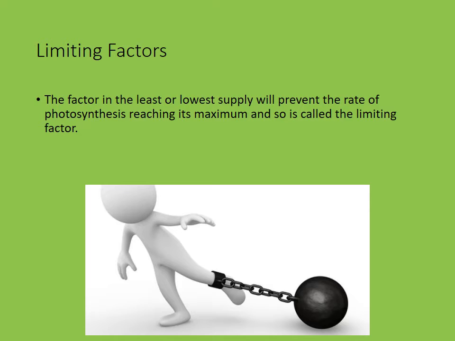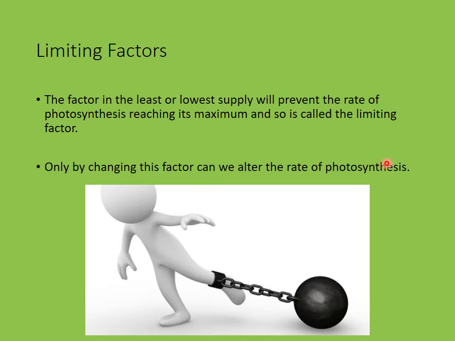Because a limiting factor is the factor which is in the least or the lowest supply, and so it's going to prevent the rate of photosynthesis from reaching its maximum. So it's a bit like this ball and chain is holding this person back, it's stopping them from moving really quickly. We take it away and they'll be able to run really quickly. So that's the limiting factor. So only when we alter the factor, when we increase it, can we alter the rate of photosynthesis.